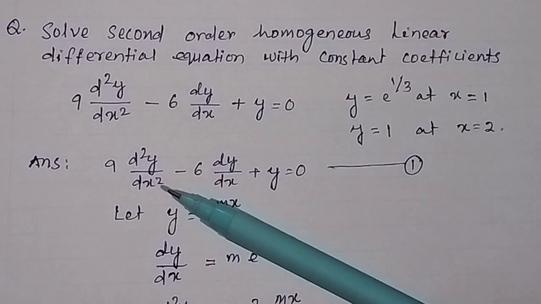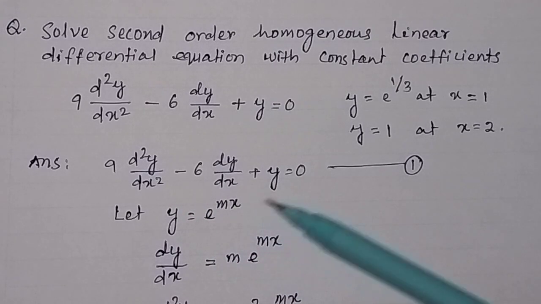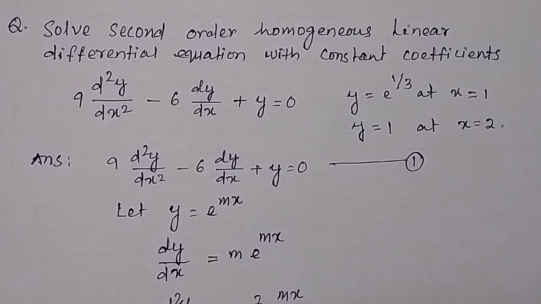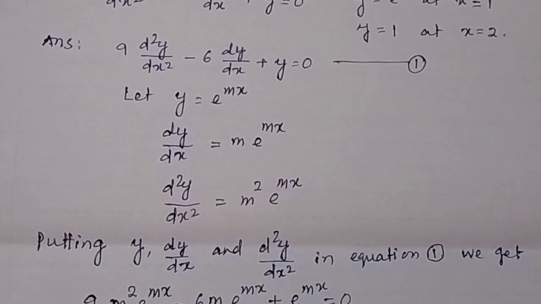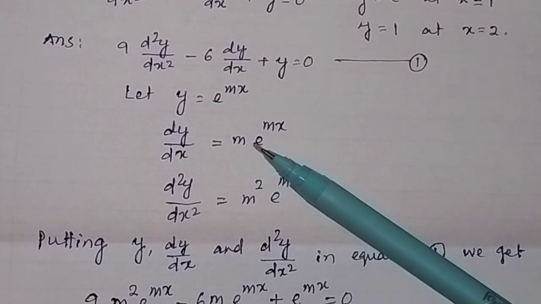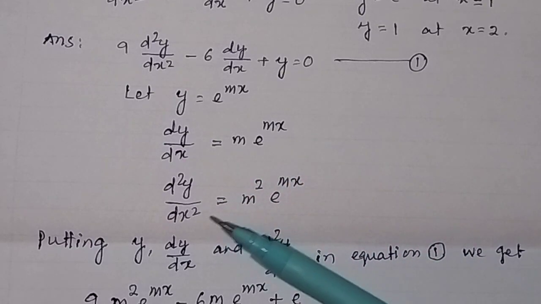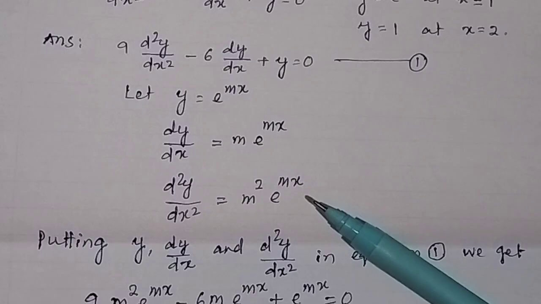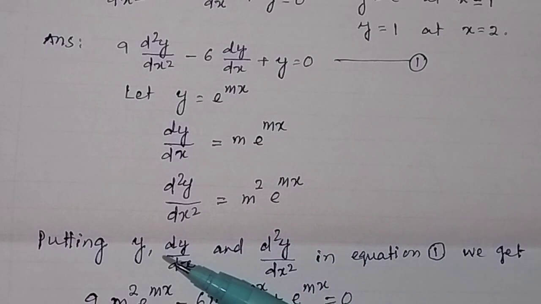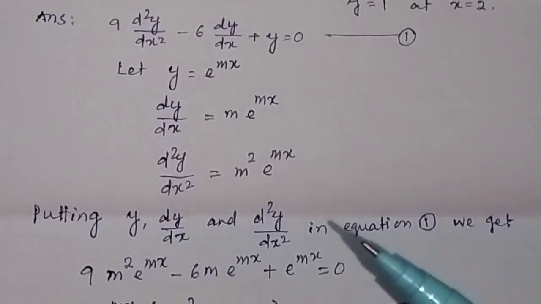To solve the given differential equation, let y equal to e to the power mx be the solution of the given differential equation. Then the first derivative of y with respect to x will be equal to m into e to the power mx. The second derivative of y with respect to x will be equal to m square e to the power mx. And if you put the values of the first and second derivatives in equation 1, then what you will get?